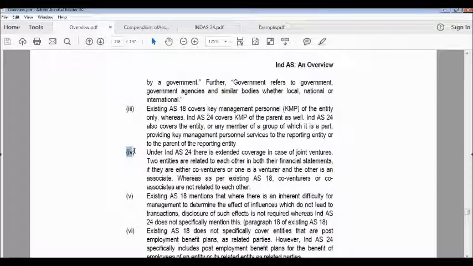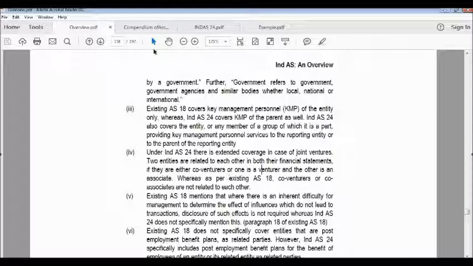Alright, this is the fourth difference. Under Ind AS 24 there is an extensive coverage in the case of a joint venture. Two entities are related to each other in their financial statements if they are either co-venturers, or one is a venturer and the other is an associate, whereas as per existing Accounting Standard 18, co-venturers or co-associates are not related to each other.